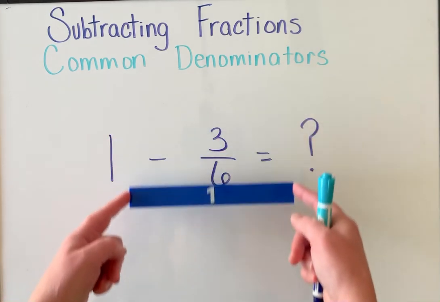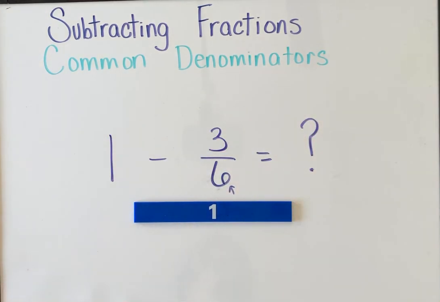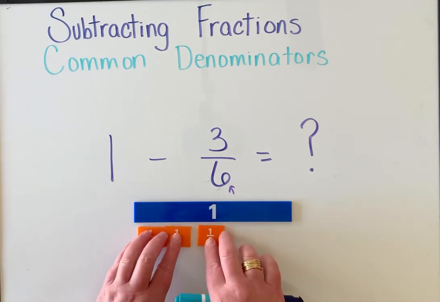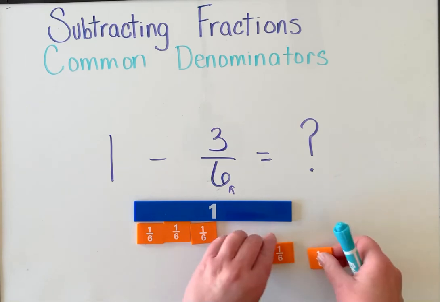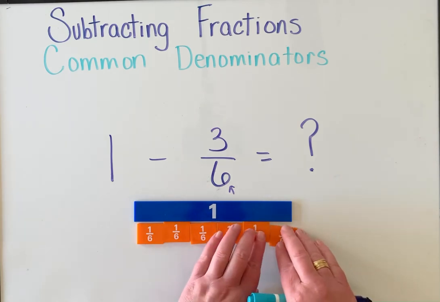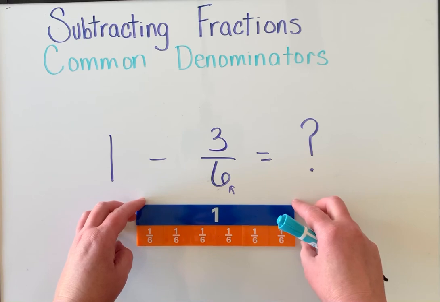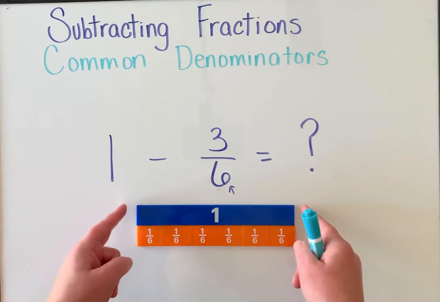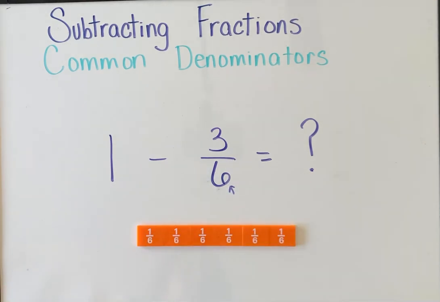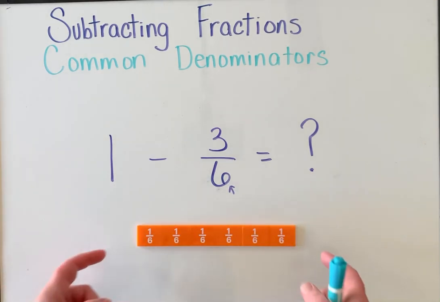That tells me that if I have 1 whole, I know that 6/6 is going to be equivalent to that whole. So here is 6/6. That is equivalent to 1 whole. When I convert that whole into fractional pieces, I'm now able to take away 3 of those pieces.